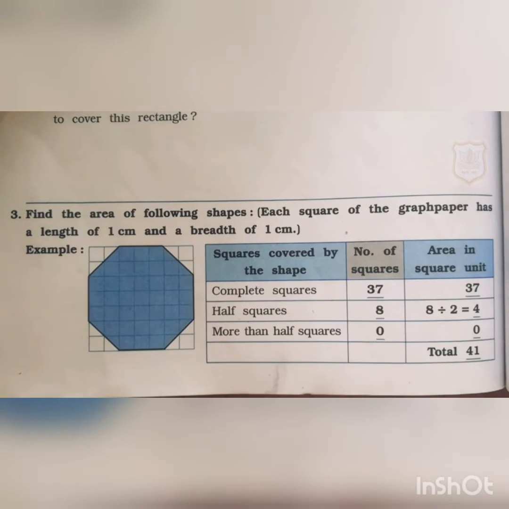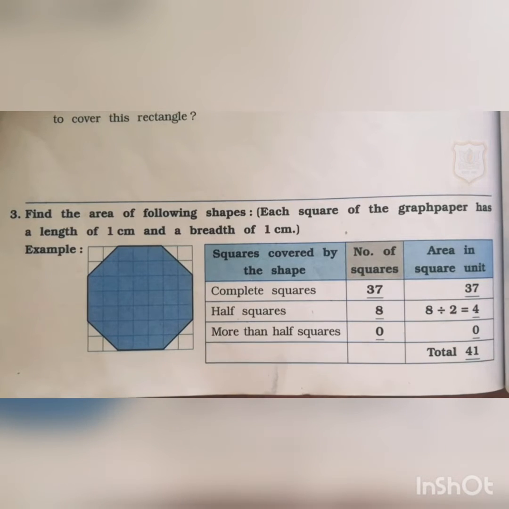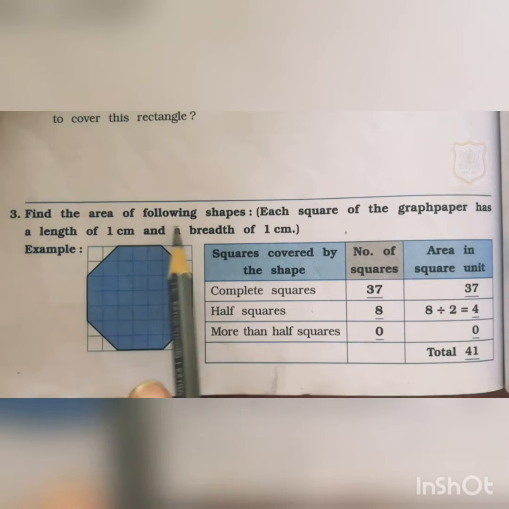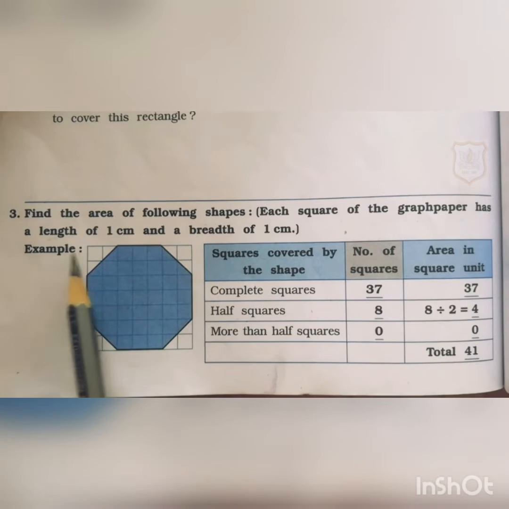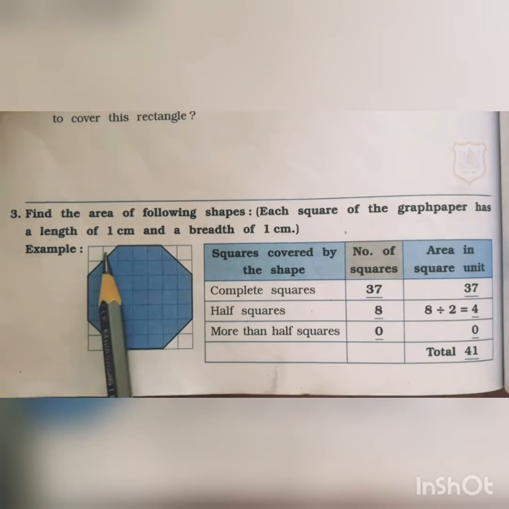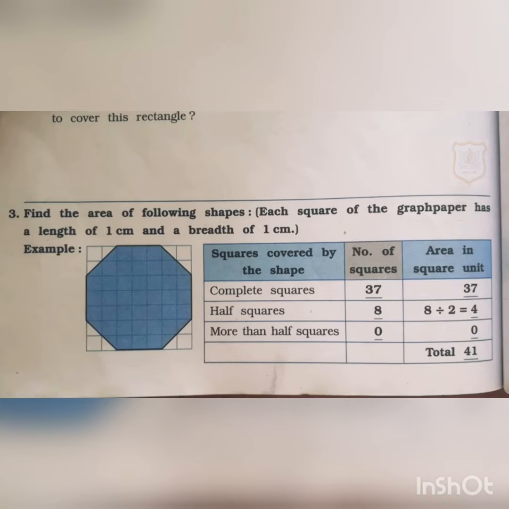Today we shall continue with our next topic, that is Roman number 3. Find the area of the following shape. Each square of the graph paper has a length of 1 centimeter and a breadth of 1 centimeter. Now children, you already know how to take out the area of a given figure. Now this figure is given.